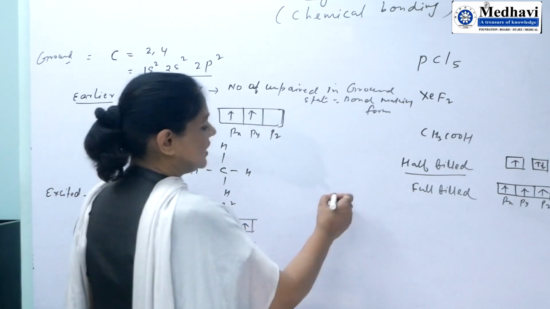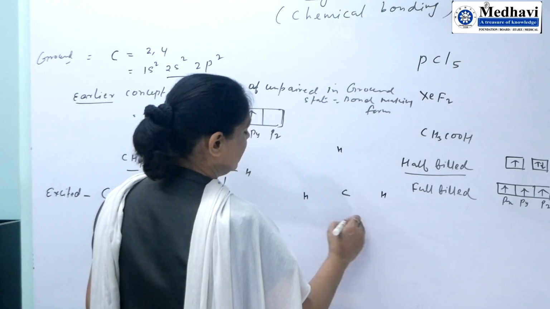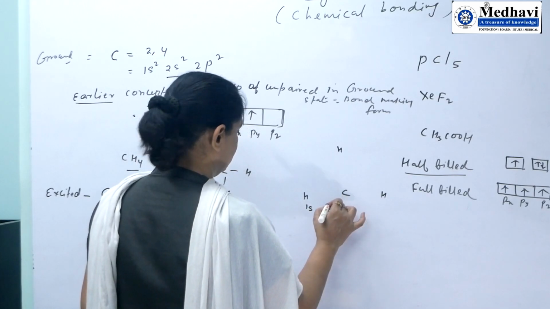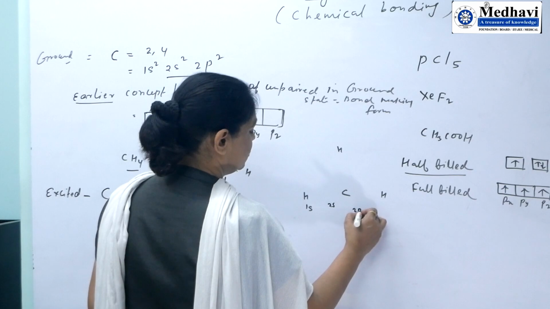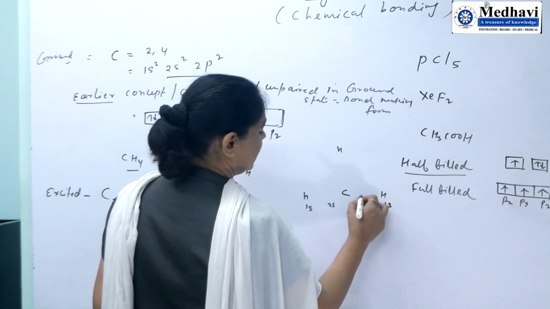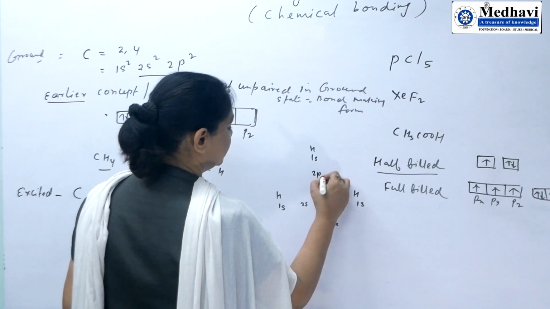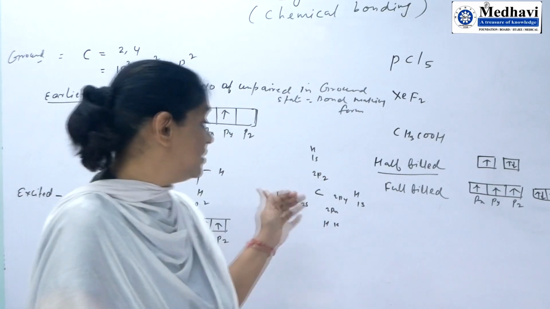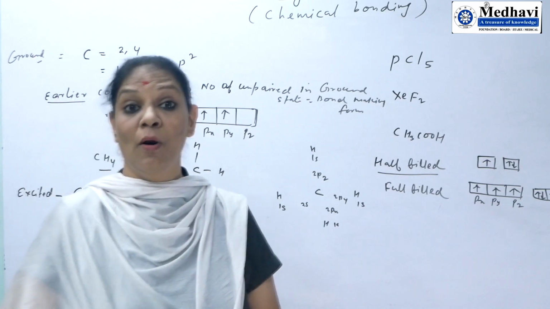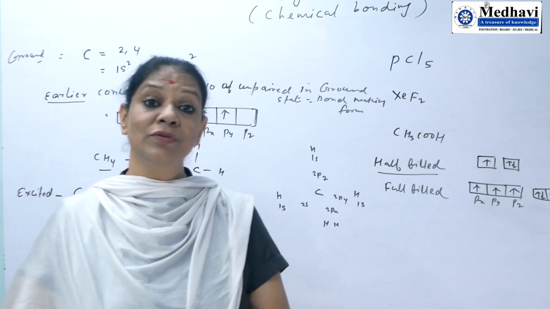So if you see the structure of methane, you find that here hydrogen is 1s, it is 2s. Here hydrogen is 1s, it is 2px. Here hydrogen is 1s, it is 2py. Here hydrogen is 1s, it is 2pz. So 4 different orbitals are used here. So the nature of the bond must be different because 4 different orbitals are used.